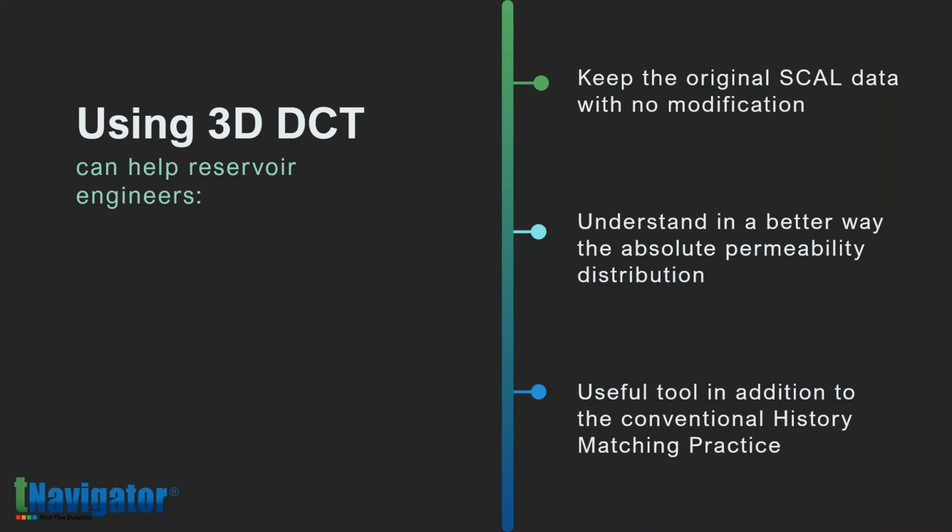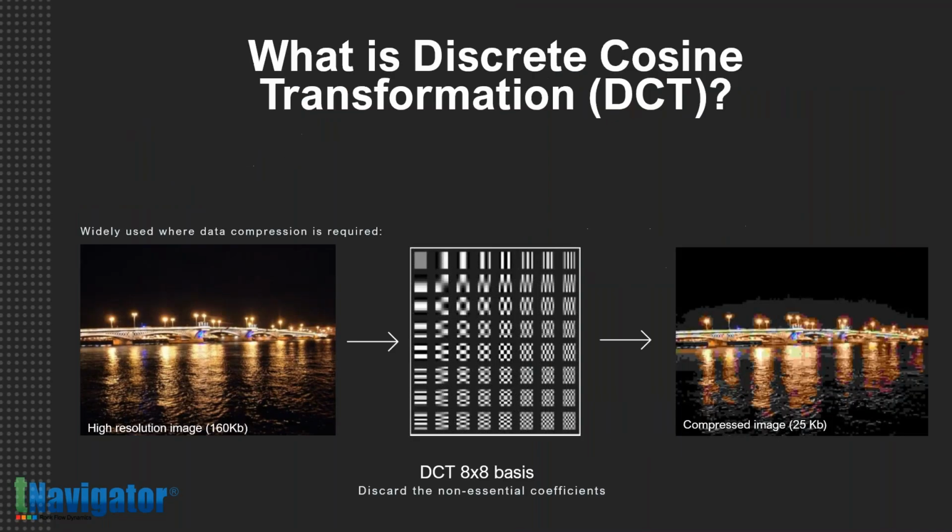So using 3D cosine transformation can help reservoir engineers keep the original scale data with no modifications, and also understand in a better way the absolute permeability distribution. It is also a very useful tool in addition to conventional history matching practices. So what is discrete cosine transformation?